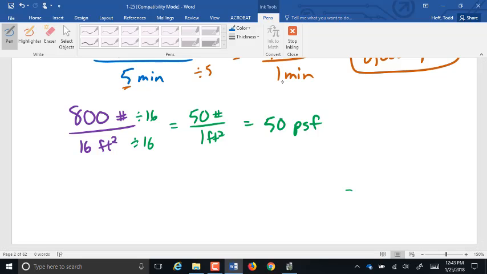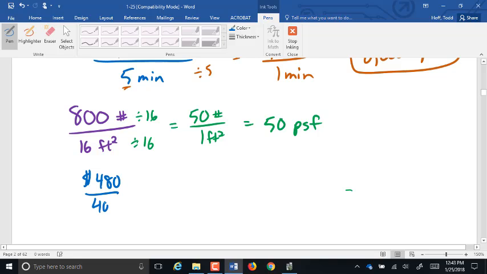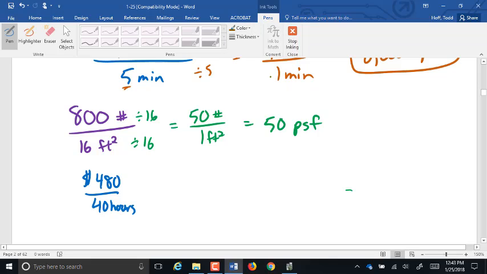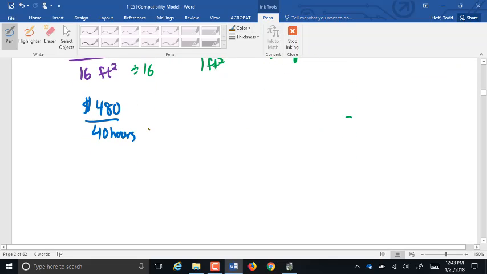One that most of you have probably already experienced might be this one. You get paid $480 for 40 hours. We're talking gross, not net. We'll leave your taxes alone for now. Dividing by the 40 to get that into a unit rate, that's 1 hour on bottom. 480 divided by 40 is $12. So that is $12 per hour.